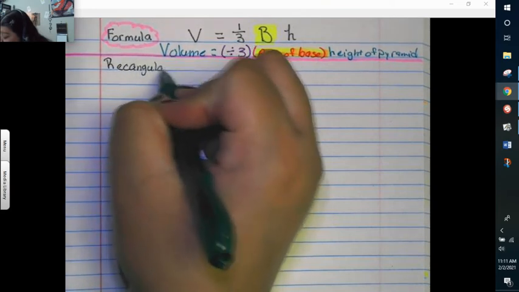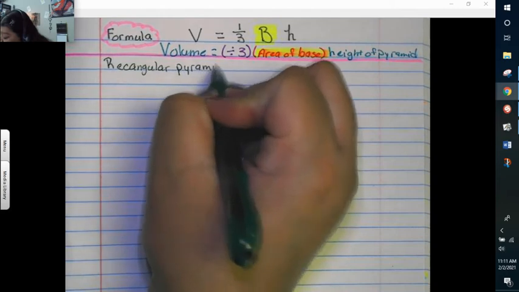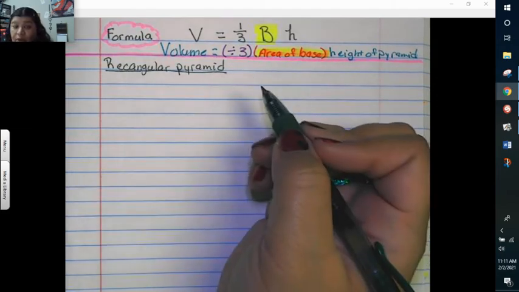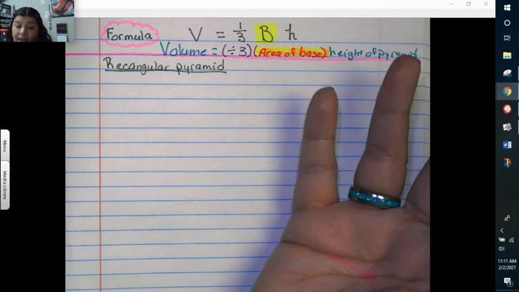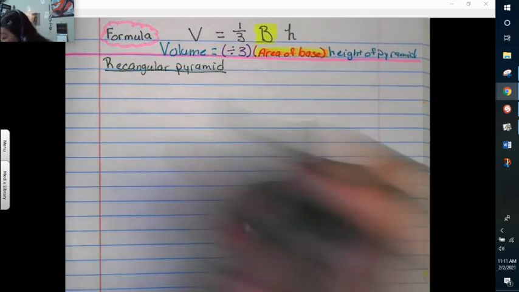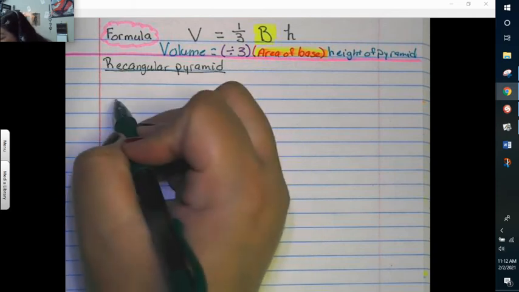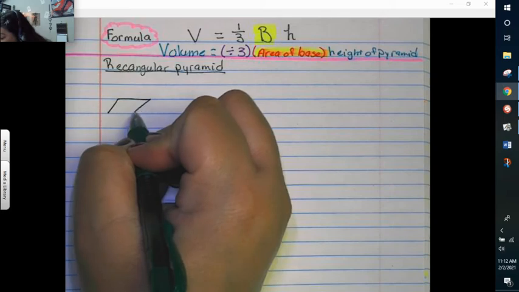Rectangular pyramid. Okay. Which means the base is a rectangle or a square, and then it's a pyramid, okay? So they look like this. So we're going to draw. This is how we draw it. Draw a parallelogram. Okay, so it's a rectangle that's slanted.